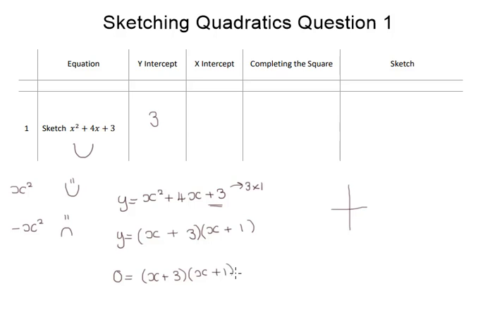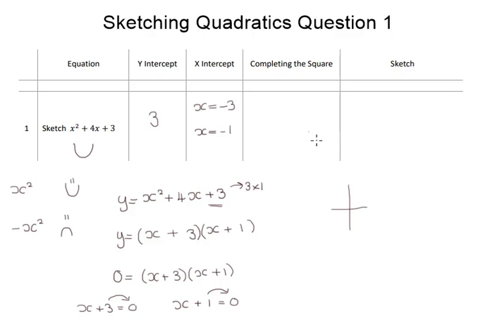What that means is for this to be equal to 0, one of these brackets equals 0 because they're multiplying together. So let's assume that x plus 3 equals 0 and x plus 1 equals 0. That gives us the value of x by rearrangement to be minus 3 and minus 1. Please clarify this yourself by moving your 3 to the other side and your 1 to the other side.